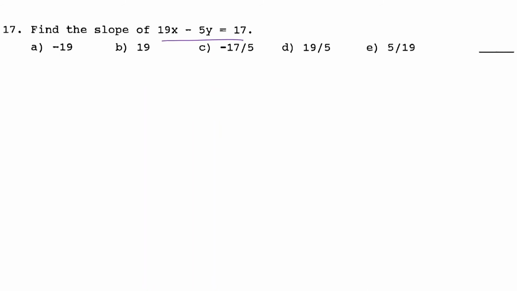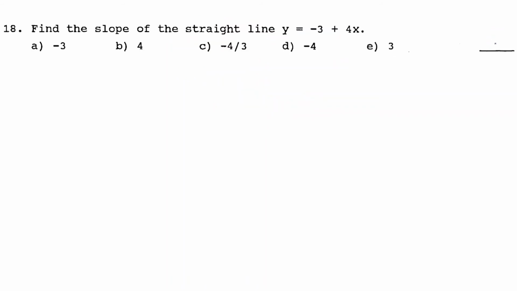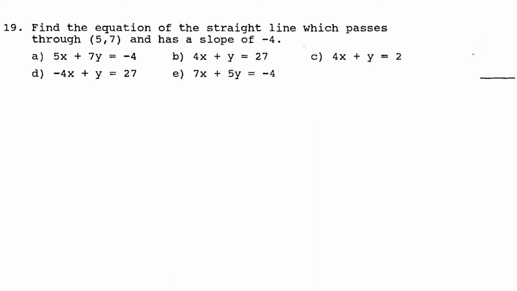Find the slope of this line. Easier than easy. Move everything to one side but y, right? So let me just move this guy here. So 19x minus 17 equals 5y. Divide by 5. Y equals 19 over 5 x minus 17. So it's 19 over 5 is my slope. D. Next, find the slope of the straight line. Well, guys, this is just 4 right here. B. Alright?